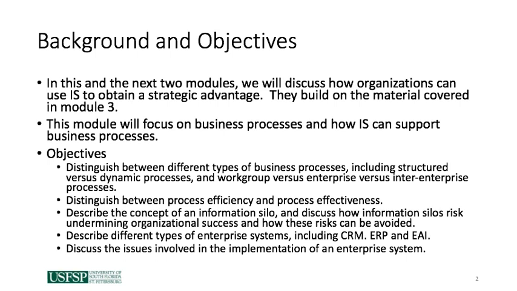At the end of this module, you will be able to distinguish between different types of business processes, including structured versus dynamic processes, and workgroup versus enterprise versus inter-enterprise processes, distinguish between process efficiency and process effectiveness, describe the concept of an information silo, and discuss how information silos risk undermining organizational success and how these risks can be avoided. Describe different types of enterprise systems, including CRM, ERP, and EAI, and discuss the issues involved in the implementation of an enterprise system.